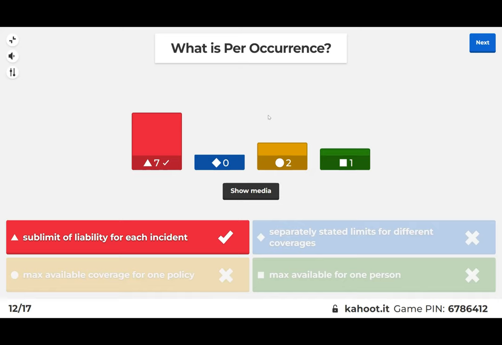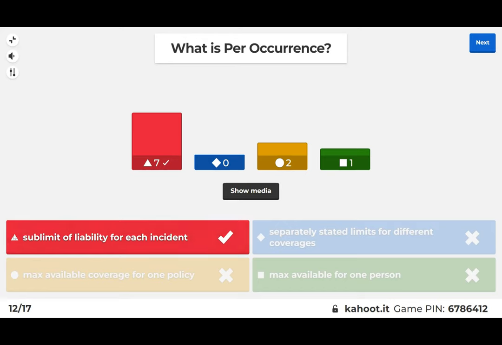The big liability is the aggregate. I get $1 million on my auto, but when I crash, I only get this much. And when I crash again, I get exactly that much. It's kind of like saying the policy is like one day, and then a per occurrence is an hour. And then per person is like a minute. It's like you're slowly breaking it down.